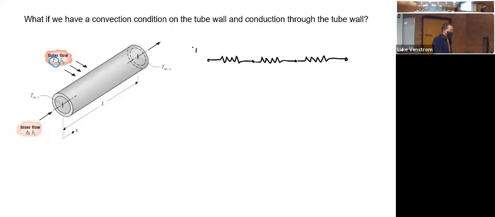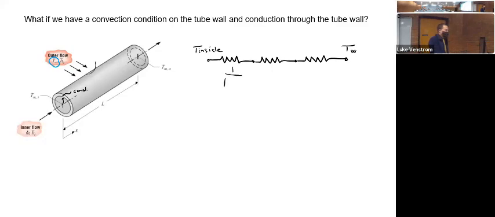So this is like T on the inside. What T it is doesn't really matter because that T is changing, of course. It's exponentially changing in the flow direction. But we think about the heat transfer as convection on the inside, then conduction in the tube wall, and then convection again on the outside. So we have convection, conduction, convection.